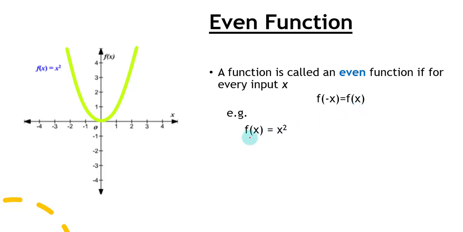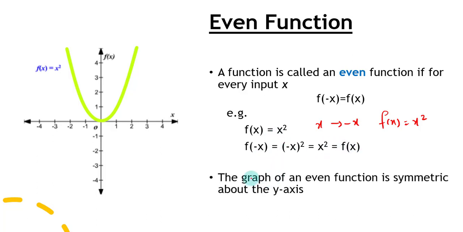For example, if you have f of x equals x squared and you replace x by negative x in your function and you still get your original function back, you say that you have an even function. When we did that, in our case we got x squared back, so we say that x squared is an even function. Graphically speaking, the graph of an even function is symmetric about the y-axis.